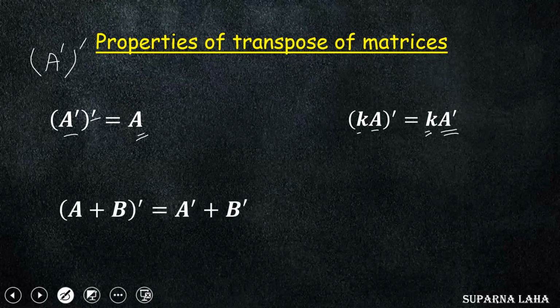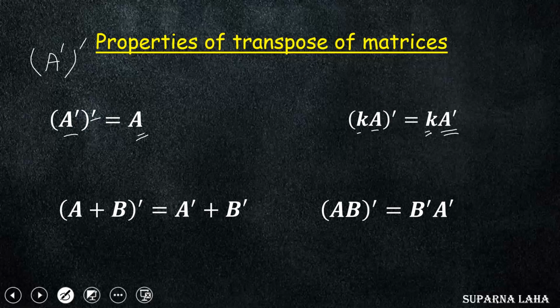Now the third property is the addition property. (A plus B) transpose gives us the same matrix as, after taking the transpose, adding: A transpose plus B transpose. And one important property is this: (AB) transpose is given by B transpose A transpose.